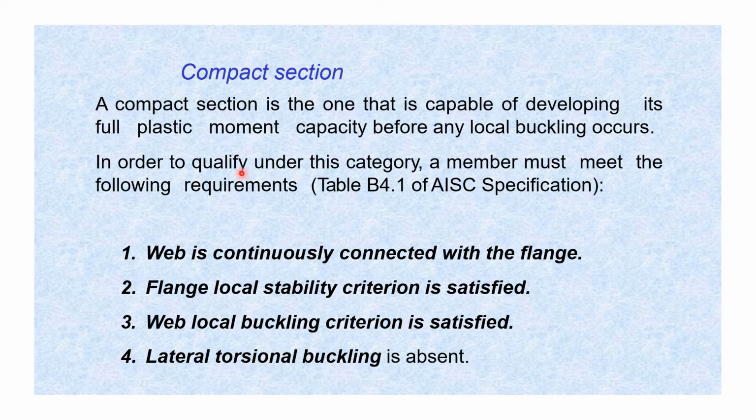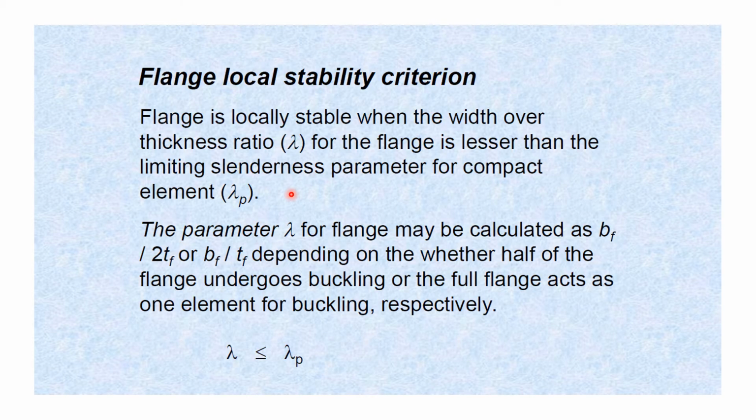In the compact section, the fourth condition, that lateral torsional buckling is absent, will automatically be satisfied. I will discuss this in the first example, and we have also discussed in the previous slides that when the unbraced length of the beam, LB, is less than LP, lateral torsional buckling is absent. So this first criterion should also be satisfied for a compact section. First of all, the flange local buckling criteria.